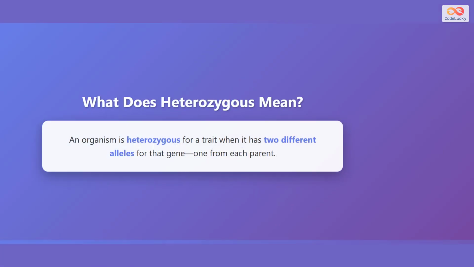An organism is heterozygous for a trait when it has two different alleles for that specific gene. Remember, alleles are different versions of the same gene. Since organisms inherit one allele from each parent, being heterozygous means you receive different versions from your mother and father. For example, you might inherit one allele for tall height from one parent and a different allele for short height from the other parent.